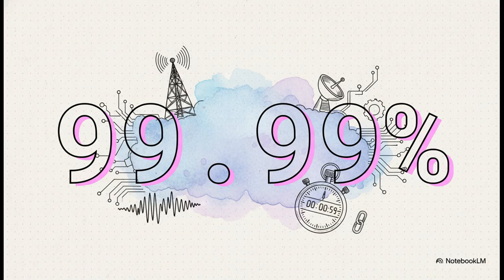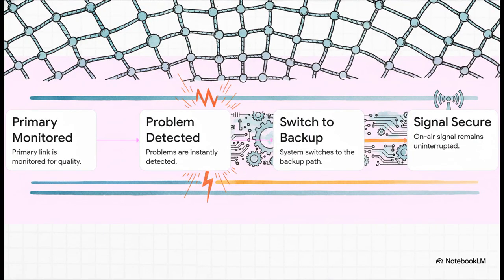This brings us to a really important number, 99.99%. That is the target. People in the industry call it 4 nines availability. So what does that actually mean? It means your system can be down for less than 1 hour, over an entire year. That's the incredibly high professional standard these links have to meet. So how in the world do engineers actually hit a number like that?